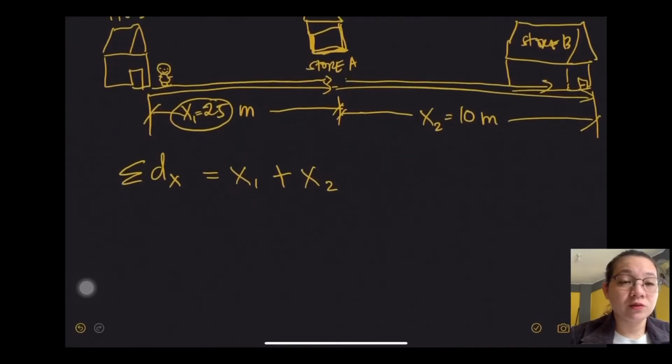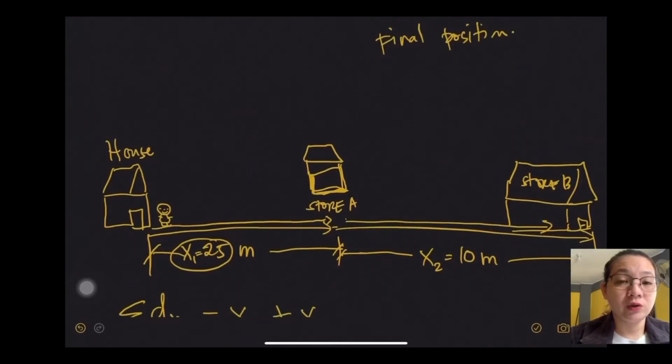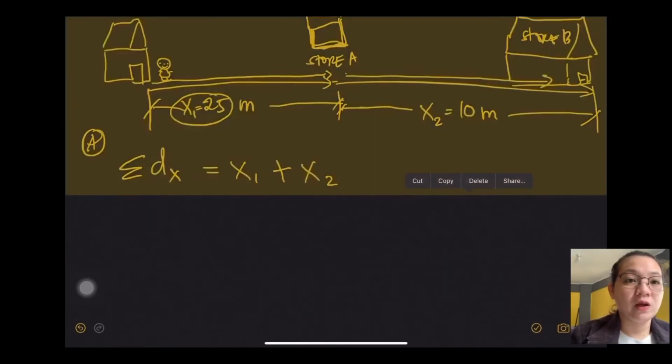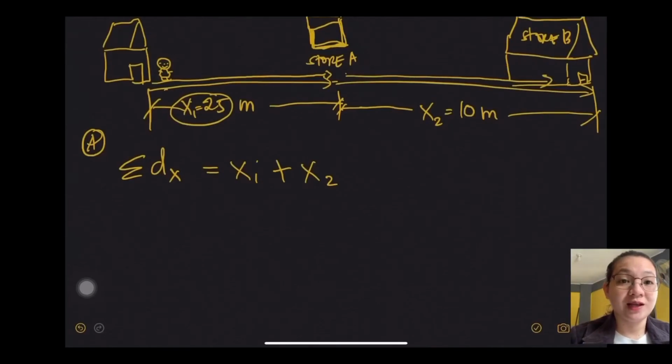To complete the sample problem, we're going to need a question first. The question is, what is the total distance if you walk from your house to store B and back to your house? To solve for that, we're going to represent the second distance as prime, in order to indicate that that is the second situation or scenario.